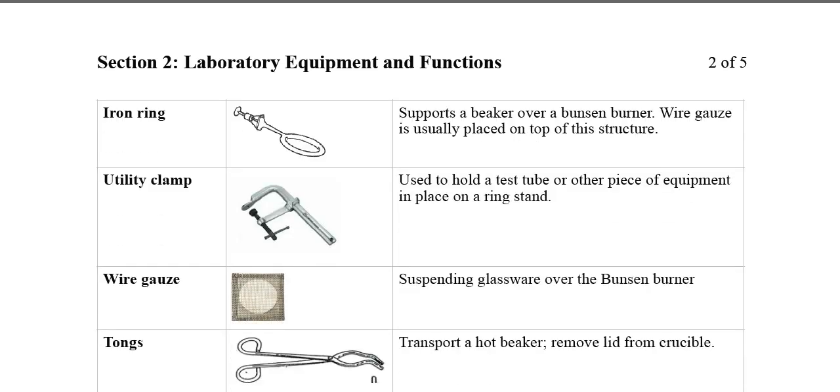Iron ring. Supports a beaker over a benzene burner. Wire gauze is placed on top of this structure. Clamp. Used to hold a test tube or other pieces of equipment in place on a ring stand.